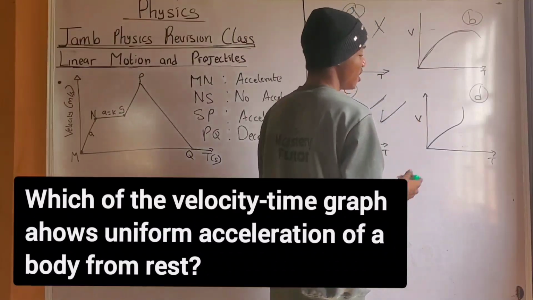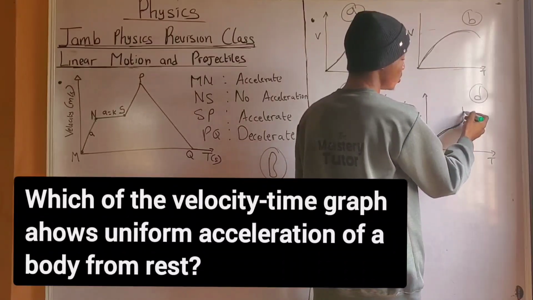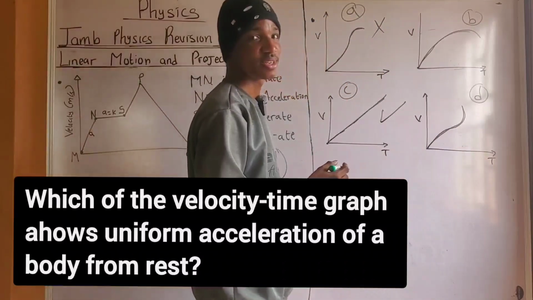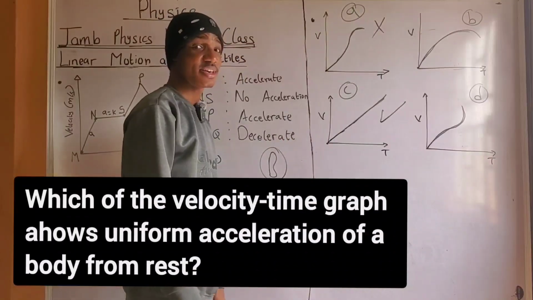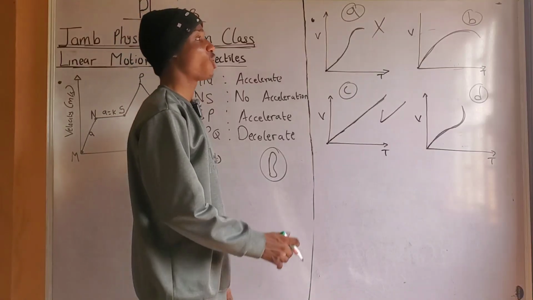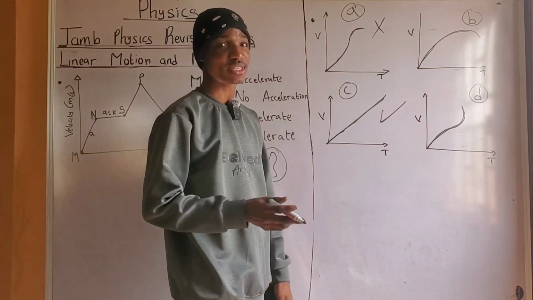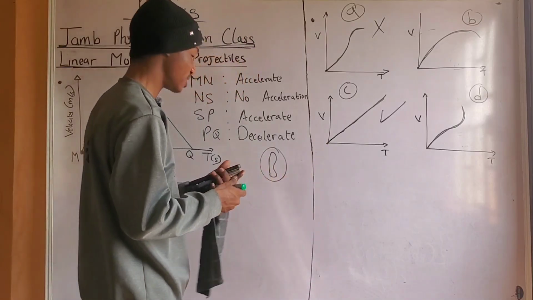This is the correct answer. Also, if you check the third option, which is option D, the acceleration is not uniform. Are you getting it? So the correct option is option C. I hope you've seen why option C is correct. If you check the other line, the line bends, you understand? But this one, the line is diagonally straight. So that is the correct option.